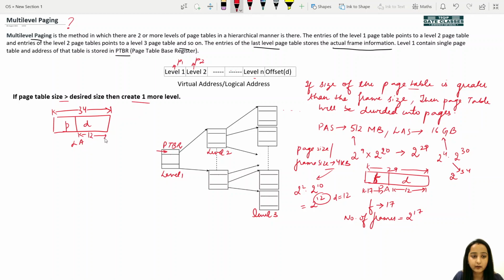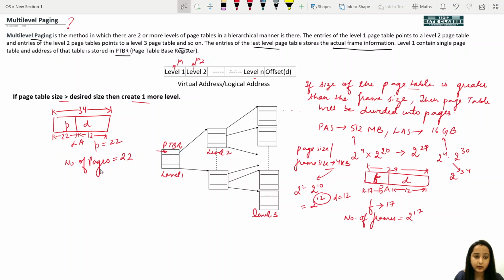So I will write 12 here. 34 minus 12, what is it? It is 22, right? So we get the P as 22. So the number of pages will be 22. The same type of numerical we have solved earlier also. So you might have an idea how to get the number of pages and number of frames here.